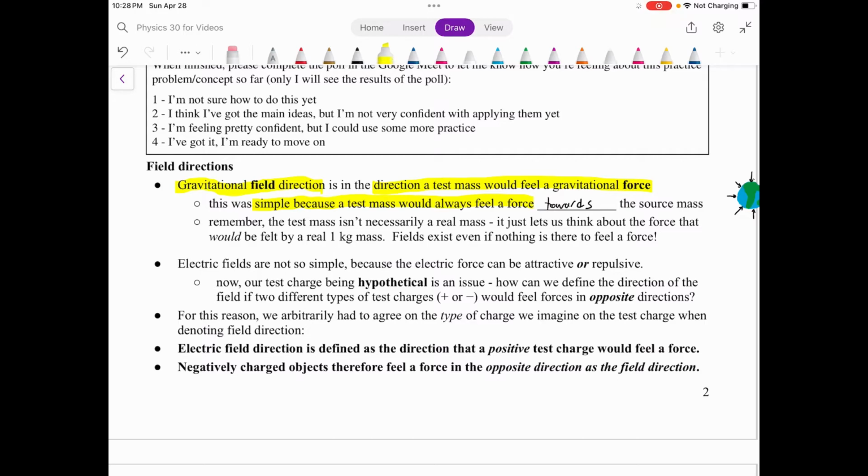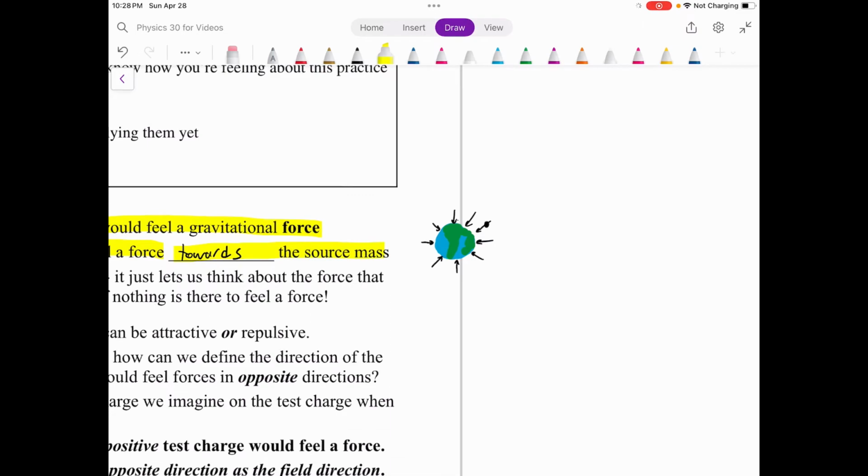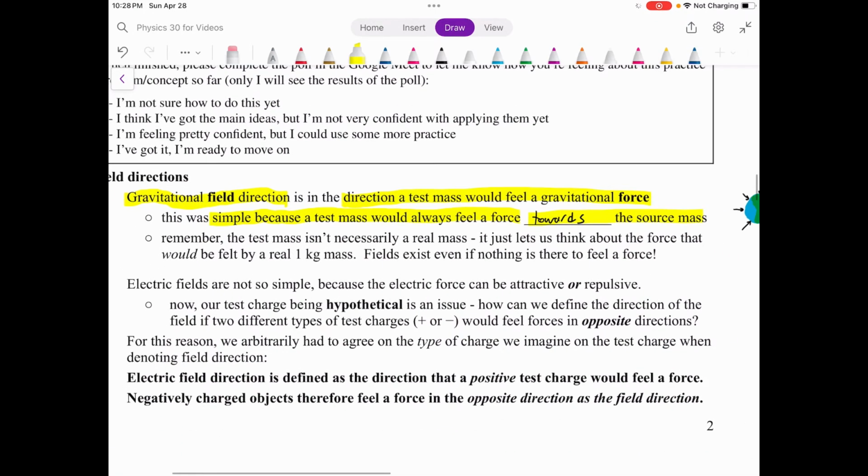It's easy to think about gravitational field direction because if I put an object here, it's going to feel pulled towards the Earth. If I put it here, the force of gravity from the Earth's field will be towards the Earth. Gravity is always attractive. So it was easy to think about what direction the field would be. It's also just towards the source of the field.